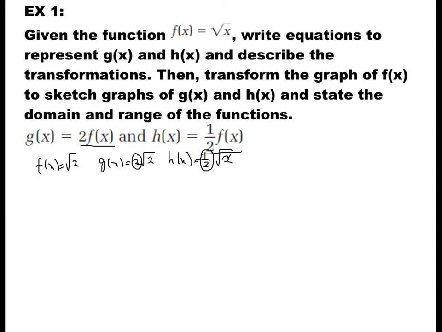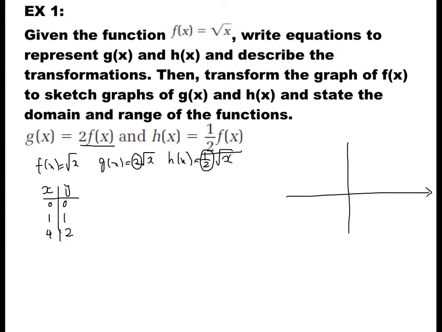The table of values for f of x is going to be x, y. We are going to pick the points 0, 1, and 4 for x. If x is 0, then square root of 0 is 0. If x is 1, square root of 1 is 1. If x is 4, the square root of 4 is 2.